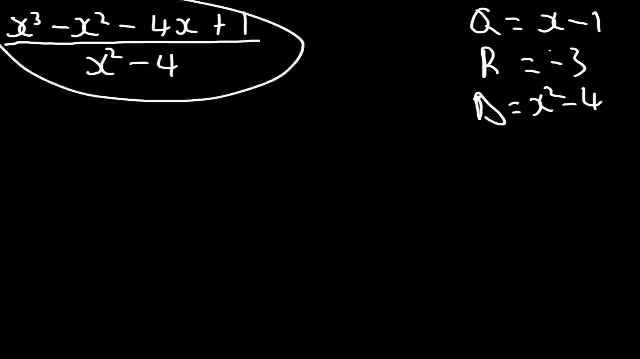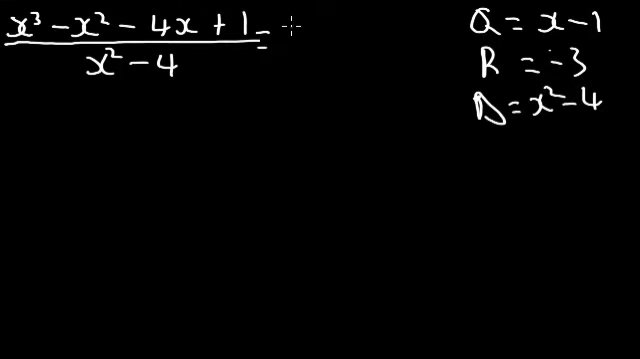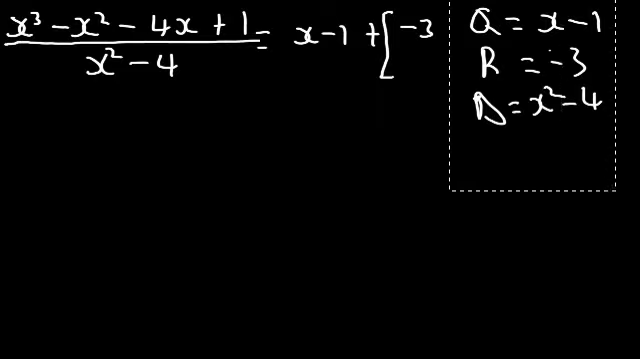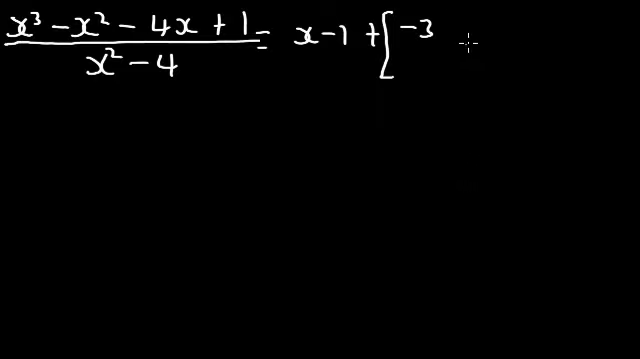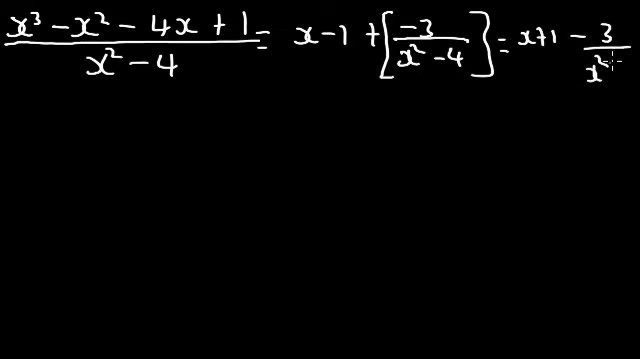Since we know that this fraction can now be written as x minus 1 plus the remainder, which is minus 3. Let me put that in bracket and we open this later. Minus 3 all divided by the divisor, which is x squared minus 4. So let's expand the bracket. That will be x plus 1 minus 3 divided by x squared minus 4. Perfect.